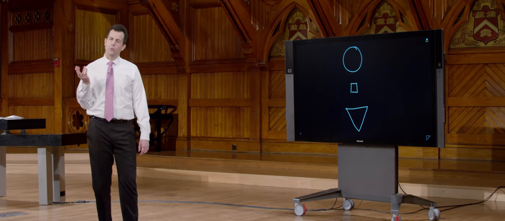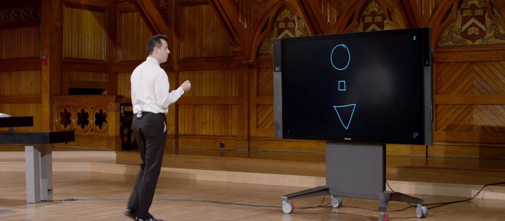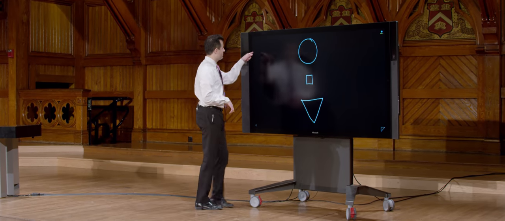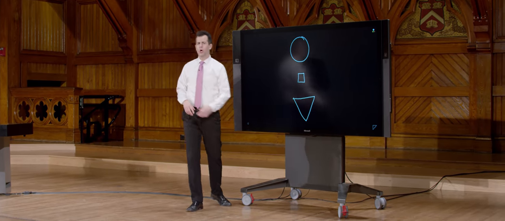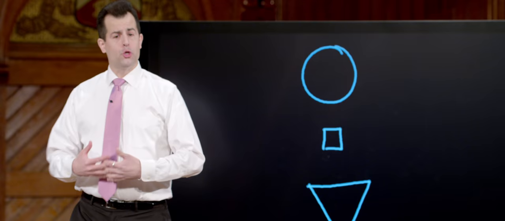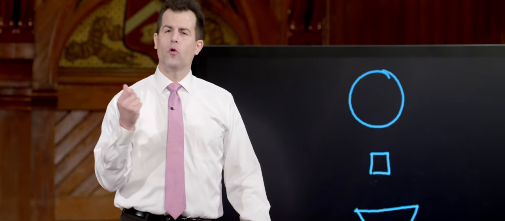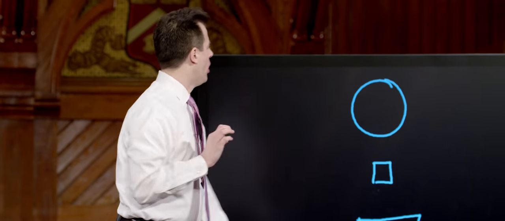A circle is kind of a circle, but I didn't specify the radius or diameter. So maybe yours is bigger, maybe yours is smaller, maybe it's over here on your paper, maybe it's over there on your paper. So already, these abstractions are useful in that you immediately knew what to draw, but you didn't really know how to draw it.